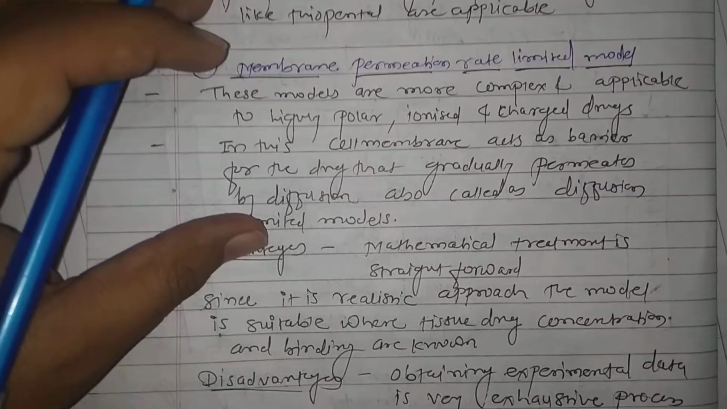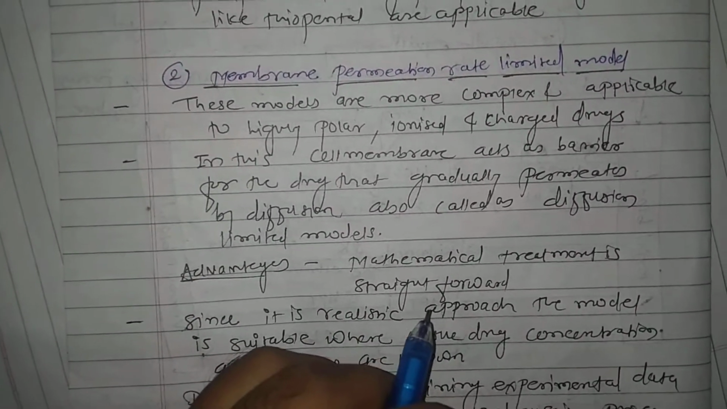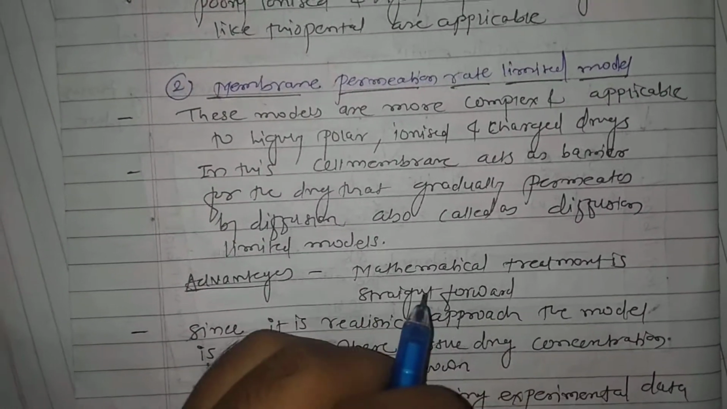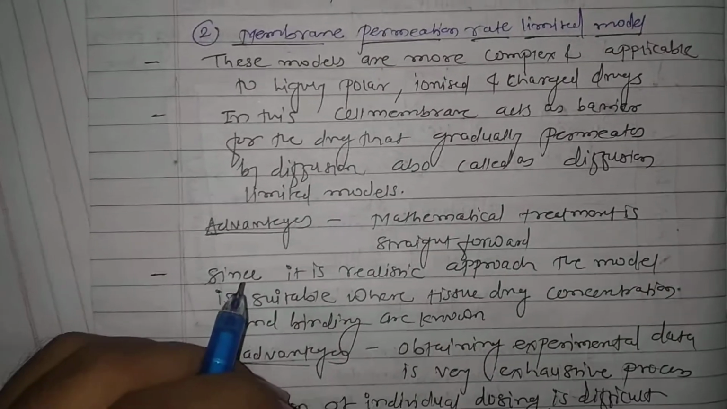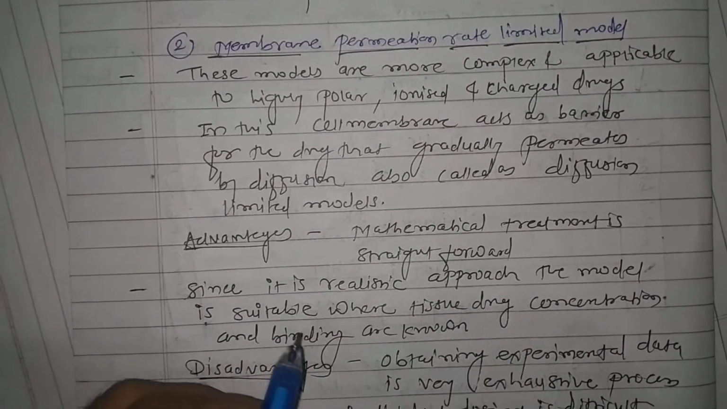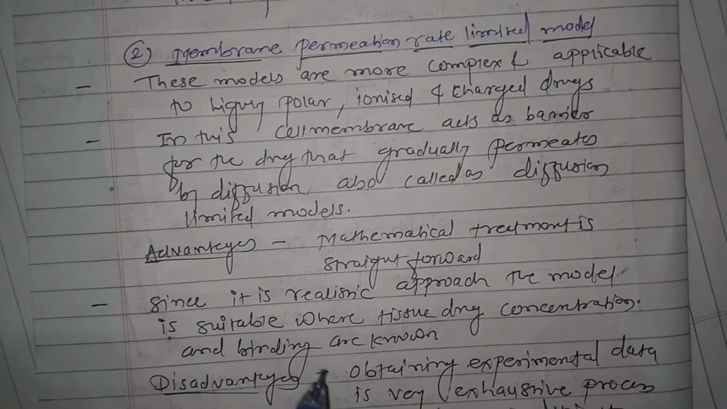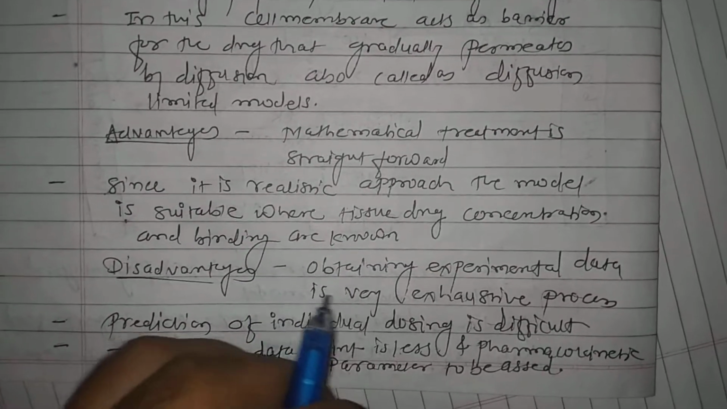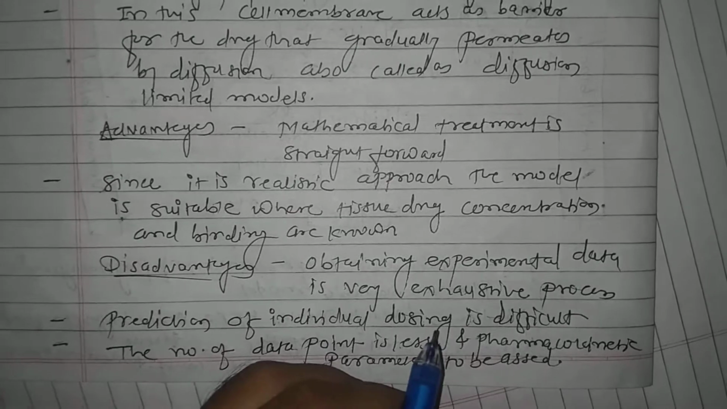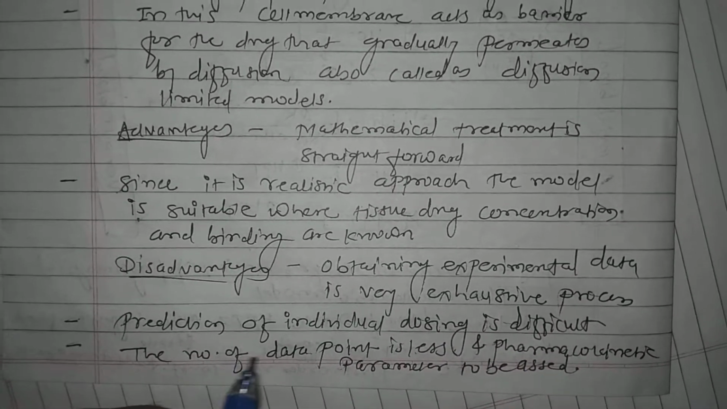So what are the advantages of this physiological model? Mathematical treatment is straightforward here. Next, since it is a realistic approach, the model is suitable where tissue drug concentration and binding are known. Disadvantages: obtaining the experimental data is a very exhaustive process in the physiological model. Prediction of individual dosing is difficult. The number of data points is less and pharmacokinetic parameters to be assessed.